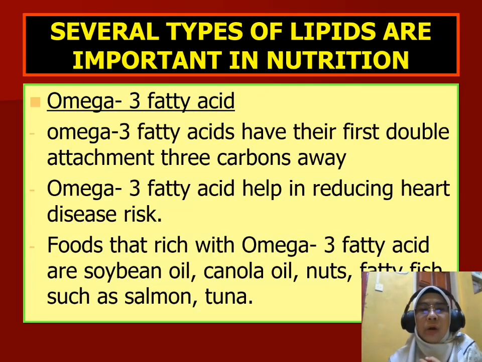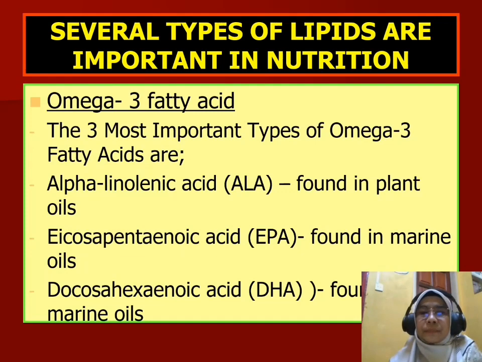Okay, how about omega-3? Omega-3 is a fatty acid, and their first double attachment is 3 carbons away, and omega-3 fatty acid helps in reducing heart disease risk. And omega-3 food sources are soybean oil, canola oil, nuts, fish such as salmon and tuna.